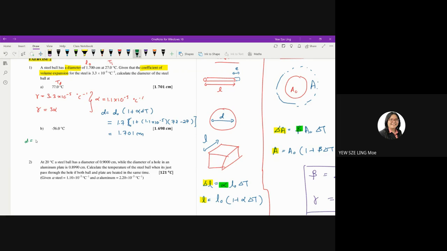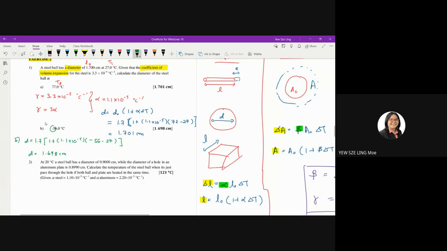Basically, you just repeat the same step for question B. D is equal to 1.7, 1 plus 1.1 times 10 to the power of negative 5. Now your final temperature is a negative value, so you should keep the negative value. So negative 56 minus 27. This is what you should do. So D final is then equal to 1.698 cm. So it becomes smaller. Dia mengecut. Why? Because now it becomes colder. From 27, it drops to negative 56 degrees C. So that is how you solve questions A and B.